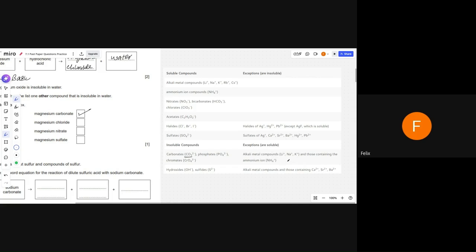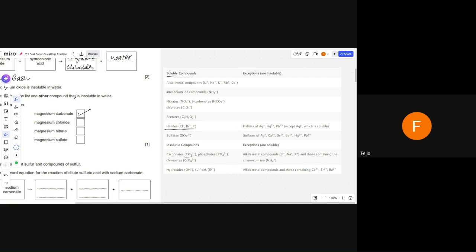But magnesium is not in this list, right? So magnesium carbonate will be insoluble. And now let's take a look at magnesium chloride. All these are soluble. So where is chloride? Here, right? So they are soluble compounds. They're usually soluble, but they can also be insoluble if they are connected with silver, mercury, lead, right? So since the chloride ion is connected with magnesium here in magnesium chloride, this is soluble, right?